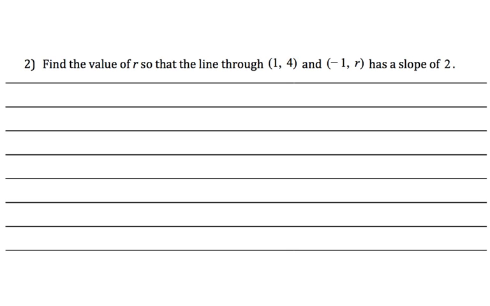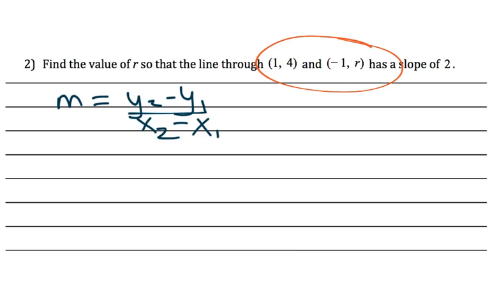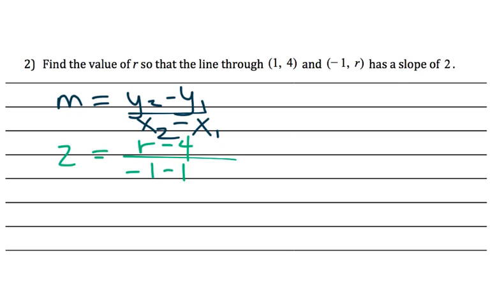Find the value of r so that the line through (1, 4) and (-1, r) has a slope of 2. I will get you started. Here's m equals y sub 2 minus y sub 1 over x sub 2 minus x sub 1. Pause this and try to plug in these. All right, here you go. Y2 minus y1, r minus 4, over x2 minus x1, negative 1 minus 1. If you have those mistaken, pause the video and fix it.